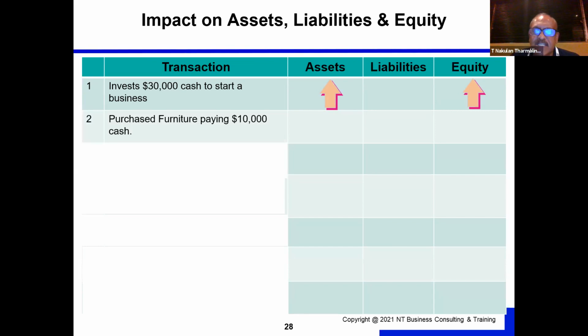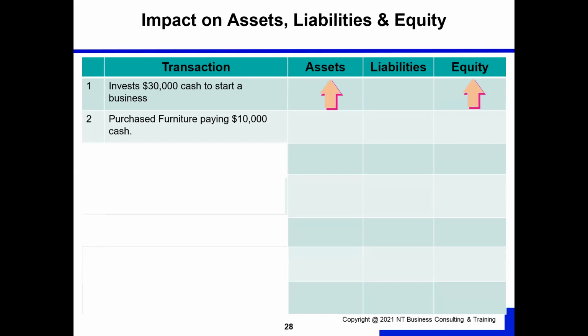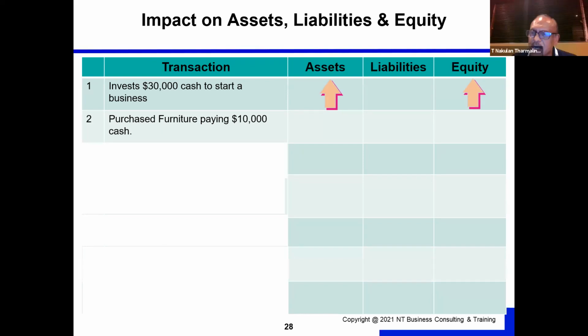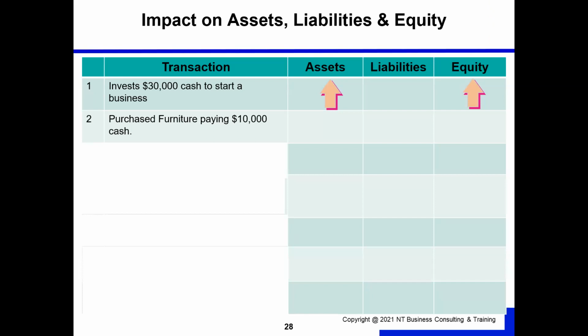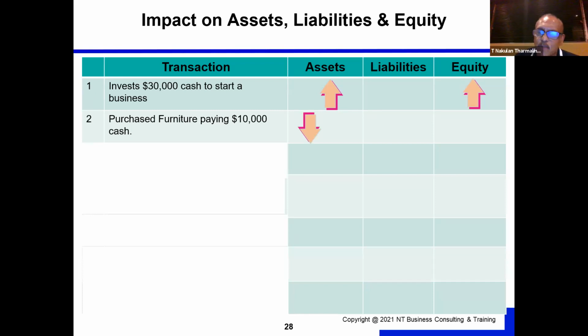In your business, you purchase furniture paying 10,000 ringgit in cash. So what happens in this case? Some other volunteers? Asset? What is furniture? It's an asset. So what happens to asset? Asset goes up? Yes. Cash, you pay cash, cash goes down. So here, two things happen in assets. Cash is converted into furniture. That's what is really happening. Cash goes down because you're paying cash. Asset goes up because you're buying furniture. It comes as furniture, which is an asset.